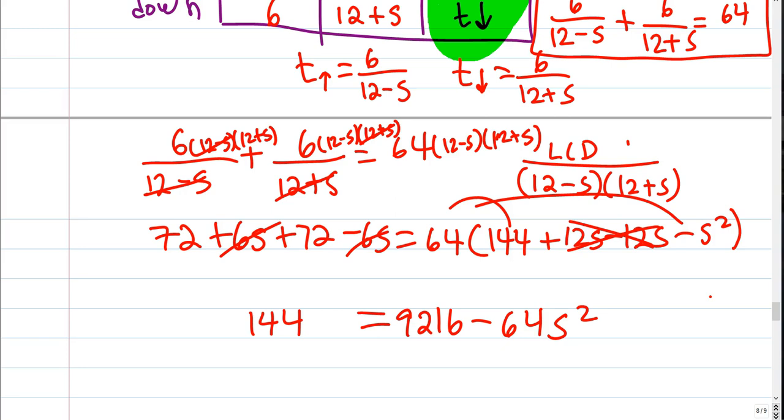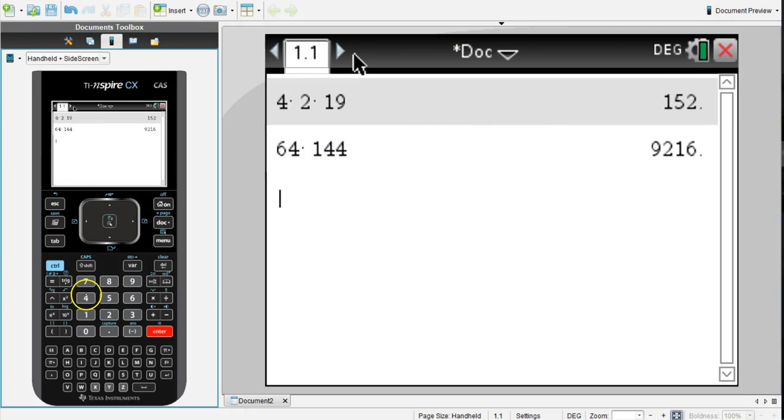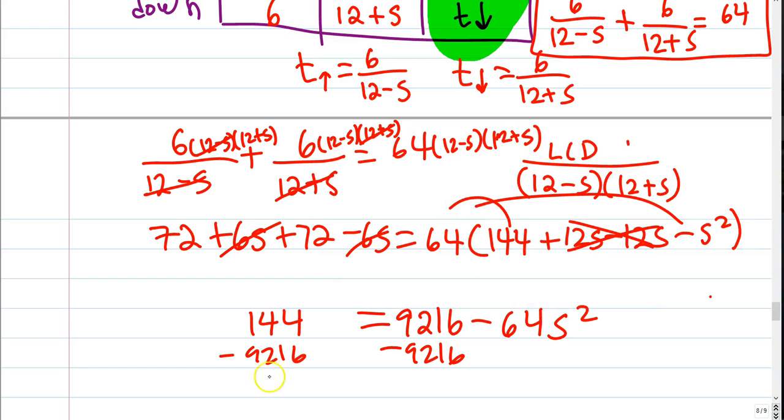It isn't. And here's why. How many s's are there? There's no ax squared plus bx. I don't have to factor this. I don't have to run this through the quadratic formula. I can use inverse operations on this. I can subtract first. So 144 minus 9216 is negative 9072 is equal to negative 64s squared.